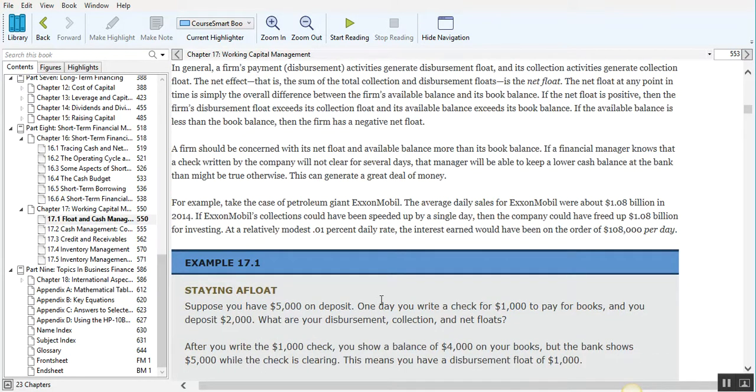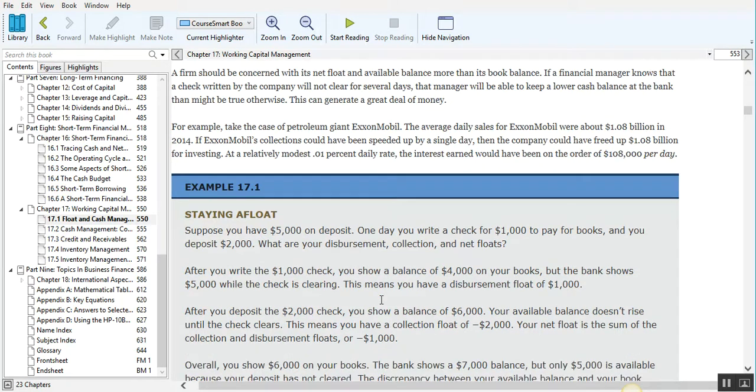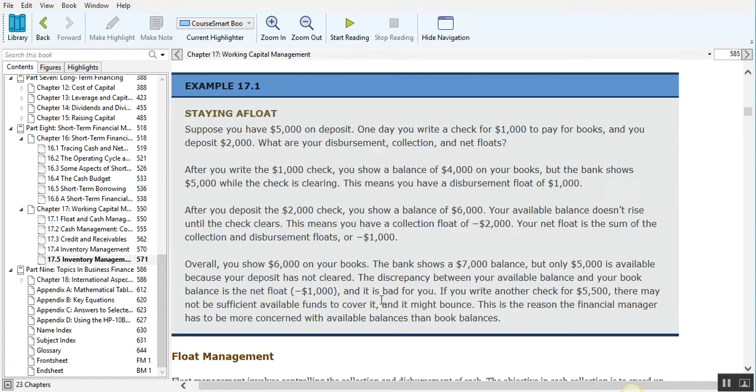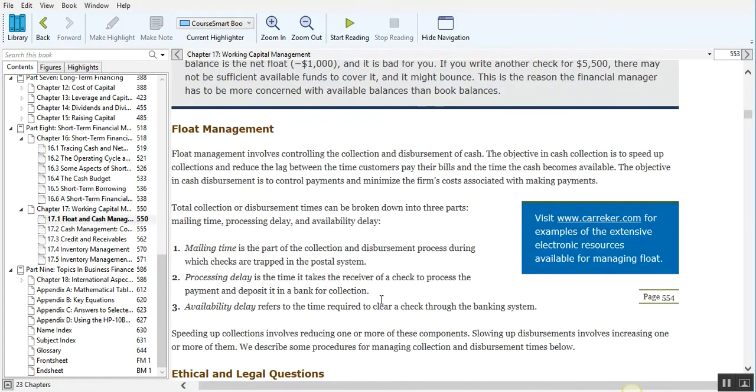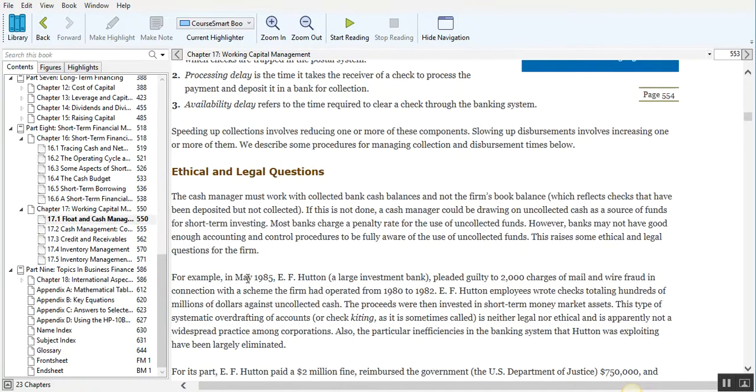Now, strategically, firms manage the float, but there are times when that management of the float can actually create the appearance of unethical behavior. Anyway, there are some issues with it. But basically, when we talk about float management, we're looking at things like mailing time, processing delay, and availability delay. That means how long a check takes to clear, how long it is until it's available in our accounts.